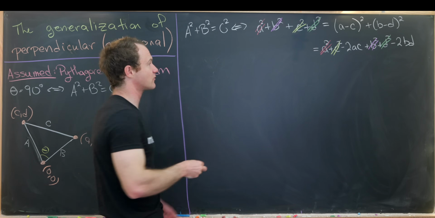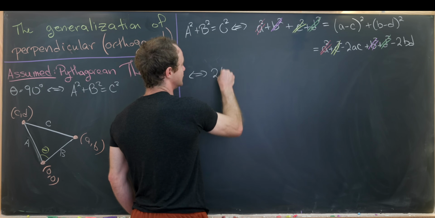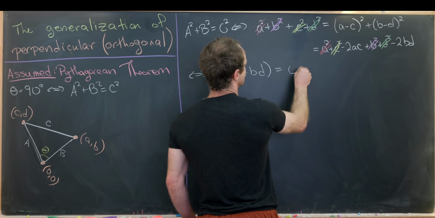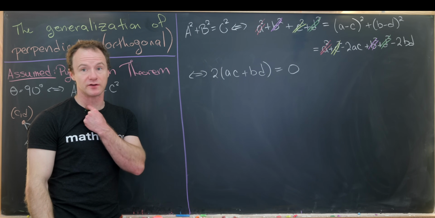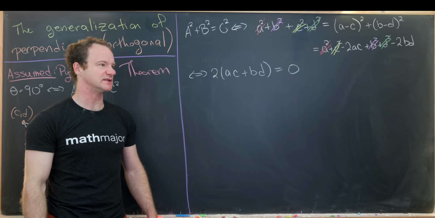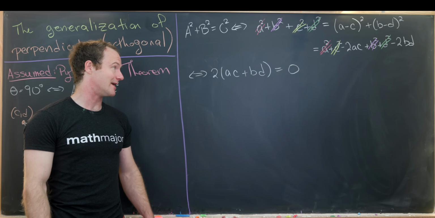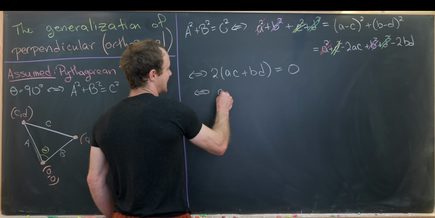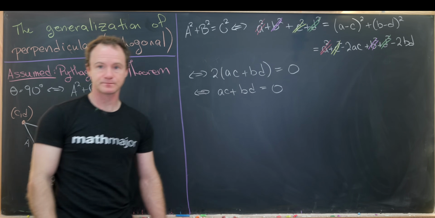And then we can rewrite this as the following statement. We have 2 times (AC plus BD) equals 0. So I guess we're going to assume that we're in the real numbers here, which means that 2 is not equal to 0. I think maybe it's interesting to think about what happens if we're in a field of characteristic 2, but we will not be in a field of characteristic 2. So what that tells us is that AC plus BD equals 0.